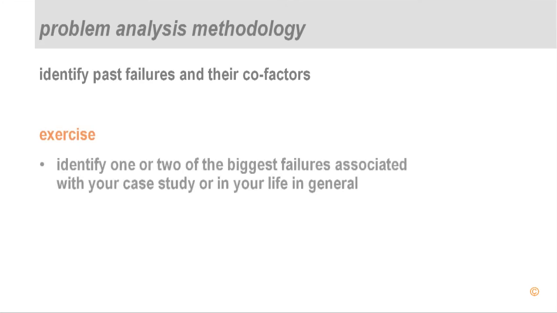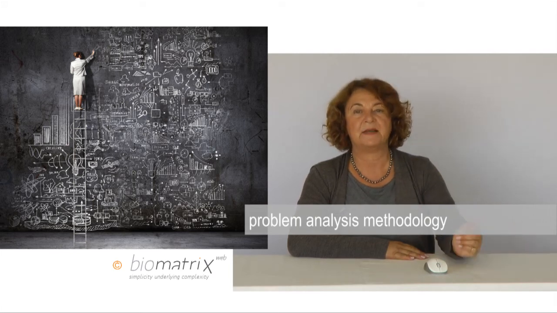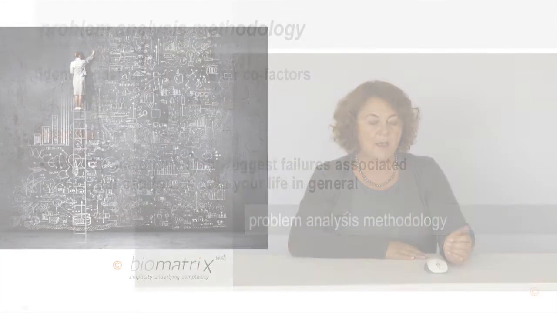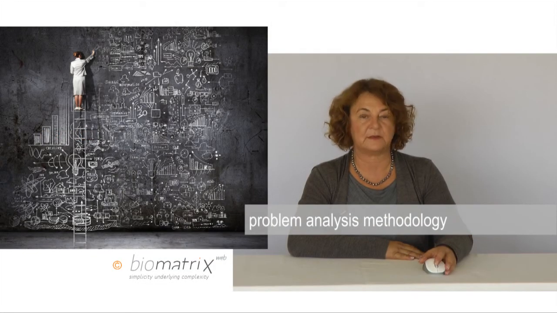So first of all, identify one or two of the biggest failures associated with your case study. If you recently joined an organization, you can also look at it from past work life. If you have only recently started to work, then look for the failures in a school project, for argument's sake. And then identify the factors that co-produced each failure and treat them as in the previous exercise. Your failure would be like a problem and the cofactors would be treated like cofactors.